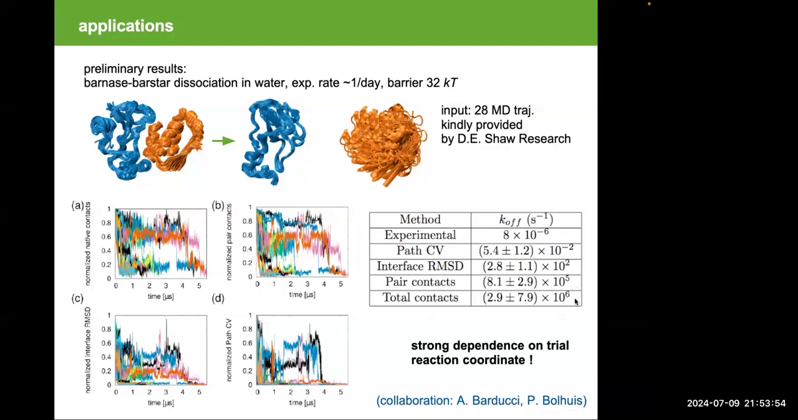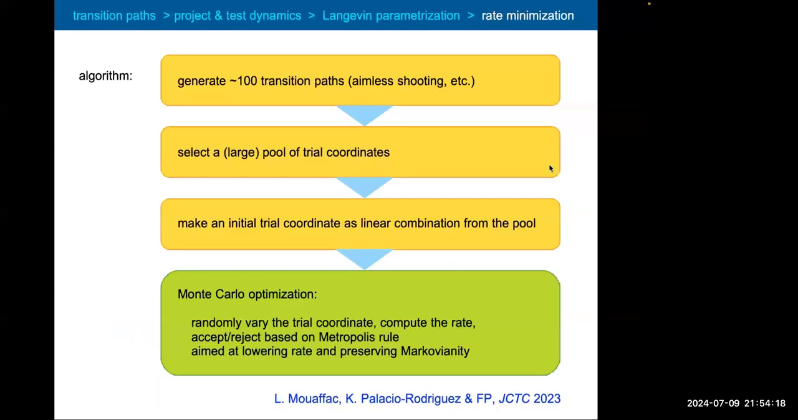You see that if you go in this table from the bottom to the top, basically the rate is decreasing, and we hope to reach very close to the experimental rate. So improving the variable means decreasing the rate until we should get the experimental, or at least the theoretical exact rate. This is a collaboration with Alessandro Barducci and Peter Bolhuis. And with this, I finish.